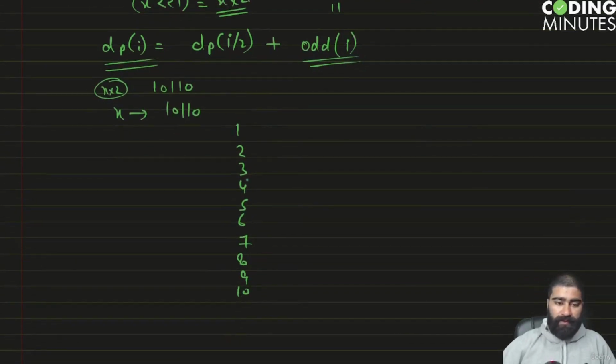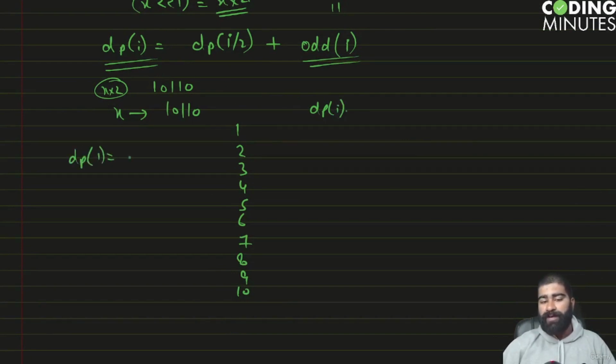Cool. So as I said, let's fill all the dp[i]'s over here. So for 1, what will be the solution? dp[1] is equal to dp[1/2], which is dp[0], right? So for 0, let's fill 0, because we know it's a base case. Plus, is 1 odd? Yes.